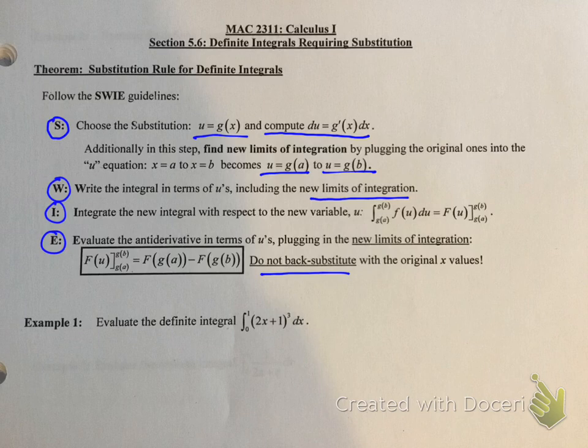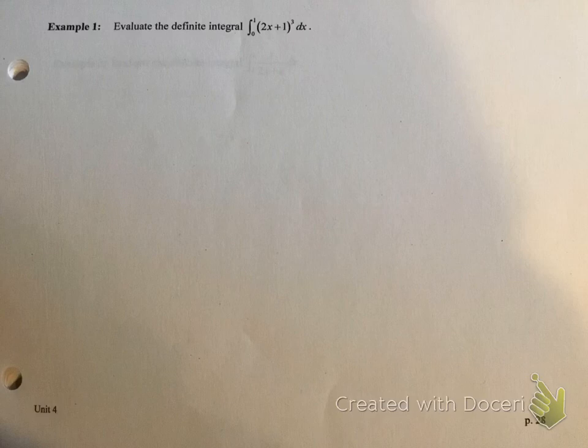Evaluate the definite integral, the integral from 0 to 1 of (2x plus 1) cubed dx. Now, if you look at the rule sheet on page 2 of this unit, you're going to see that there is nothing that matches up with this. So there's no rule that takes care of this integration. So we know we have to use substitution. I'm looking inside the parentheses because I have a binomial. I'm going to go ahead and say, let's let u equal 2x plus 1.